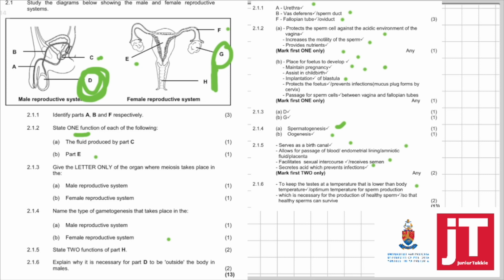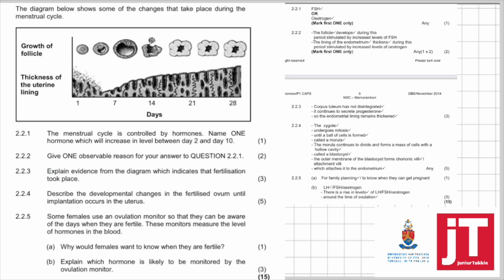Optimum temperature for sperm production for healthy sperm. So if it's not outside the male's body and it's not the optimum temperature, then healthy sperm cannot form. Make sure you say production of healthy sperm. Okay. Right, the next question, 2.2.